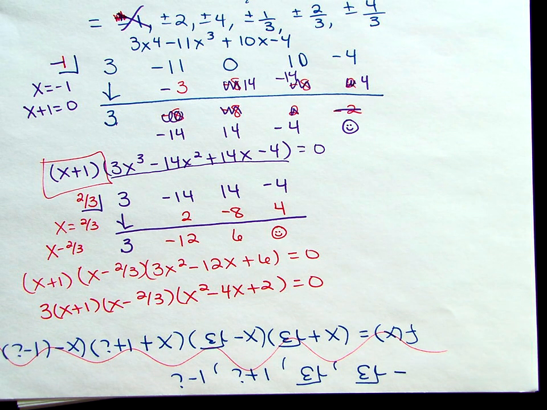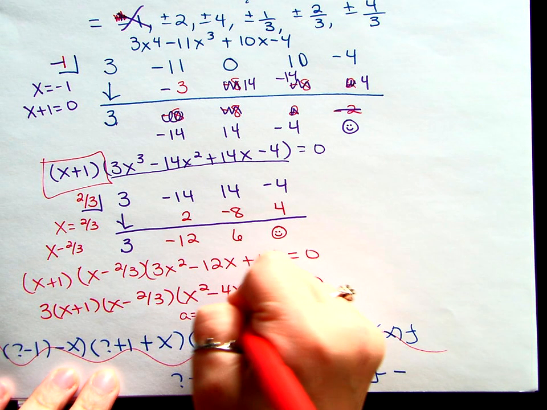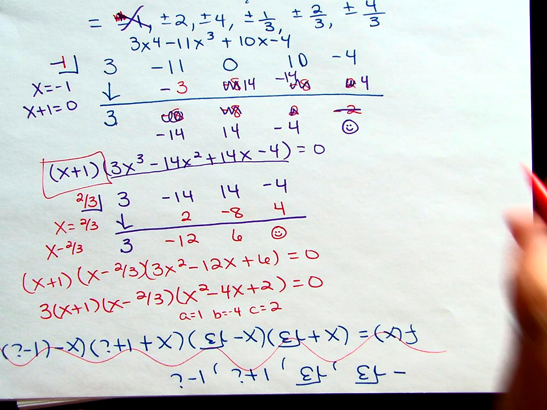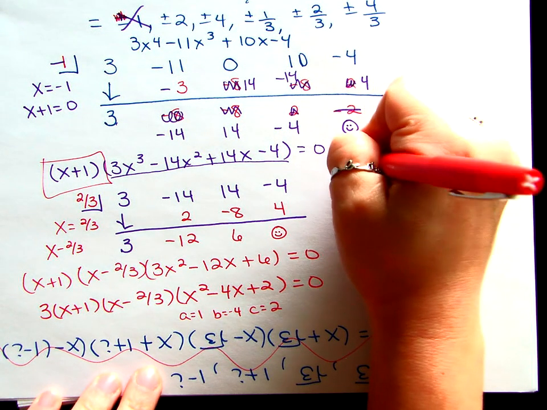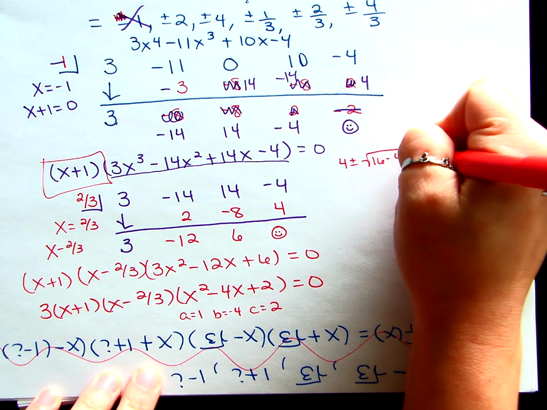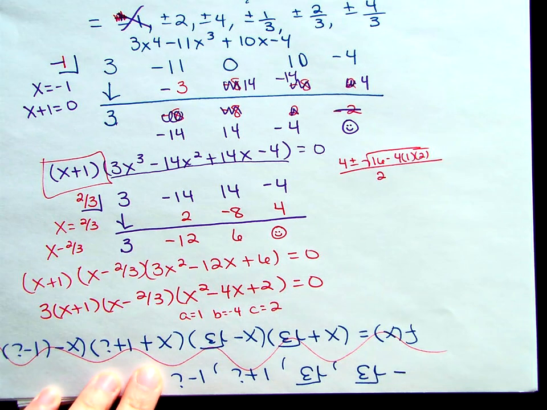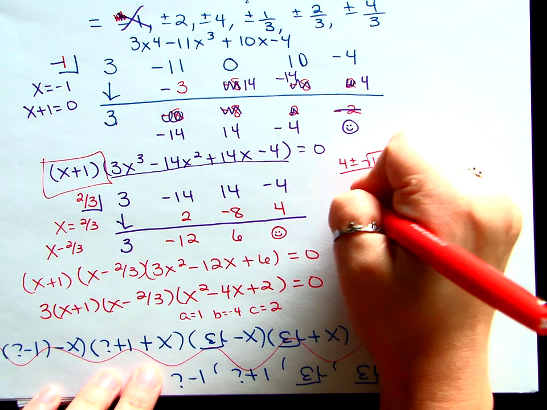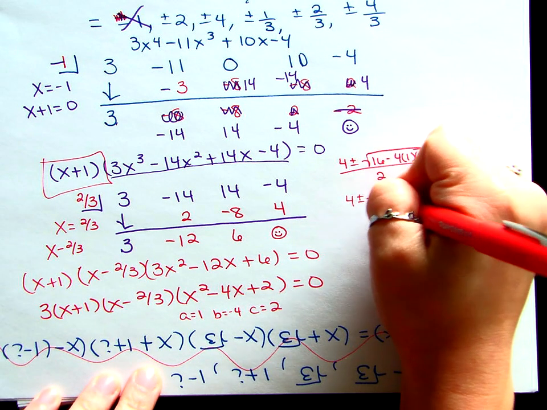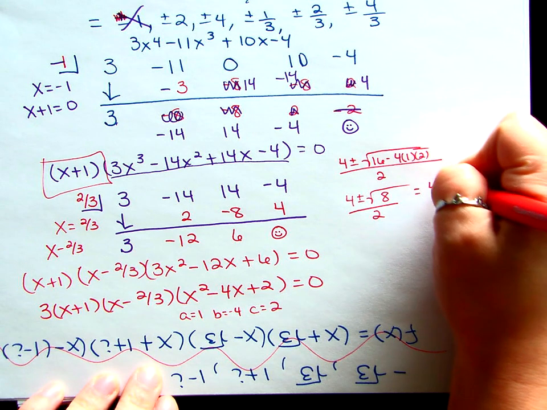Our a in this case is 1, our b is -4, and our c is positive 2. Quadratic formula is negative b plus or minus square root of b squared minus 4 times a times c all over 2 times a. 4 plus or minus square root 16 minus 8 is 8 all over 2. 4 plus or minus square root of 4 times 2 over 2.